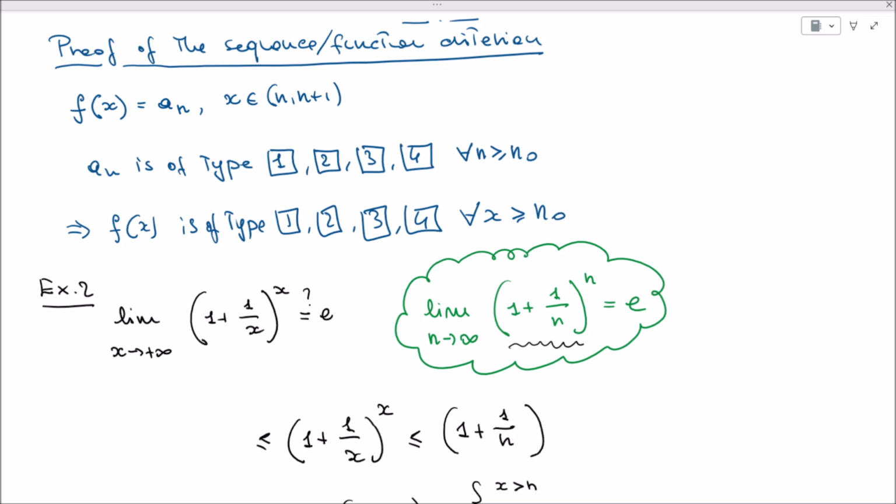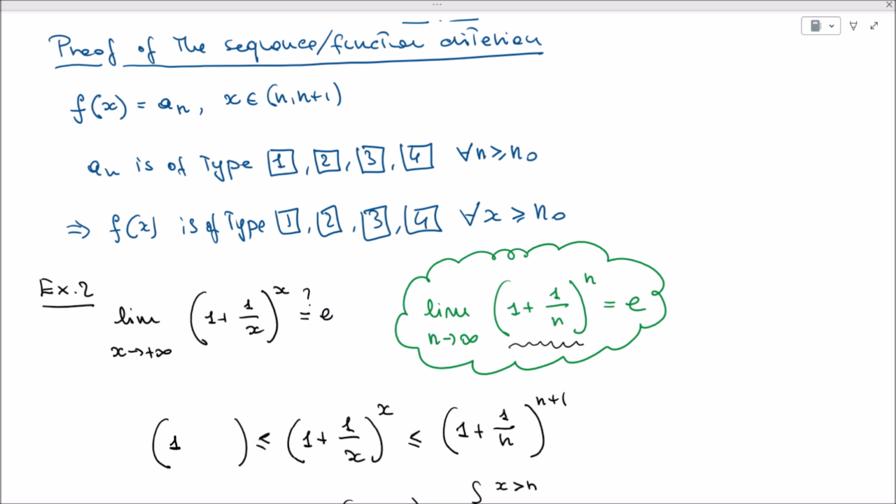In fact, we know that x is larger than n, which implies that 1 over x is less than 1 over n. But instead, as exponent we will replace x with n plus 1, and we know for sure this is going to be larger. Okay, let's do the same on the left hand side.